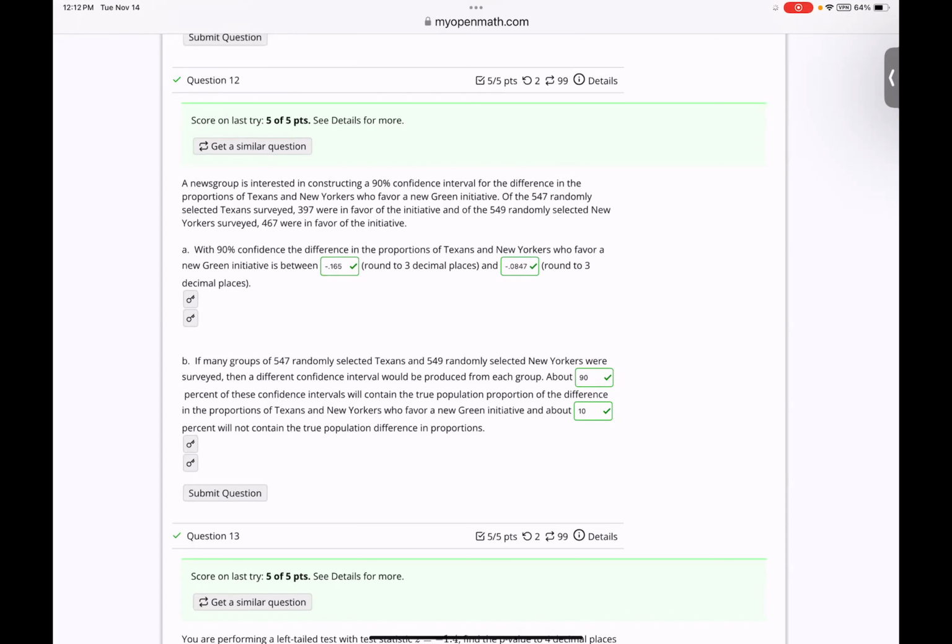So I need to run a 2 proportion Z interval. This is a proportion because they're giving me the number of successes, the number of people that were in favor of this initiative, out of the number of trials. So this is binomial, it is a proportion. So we're going to be running a 2 proportion Z interval. Okay, so let's go do that.